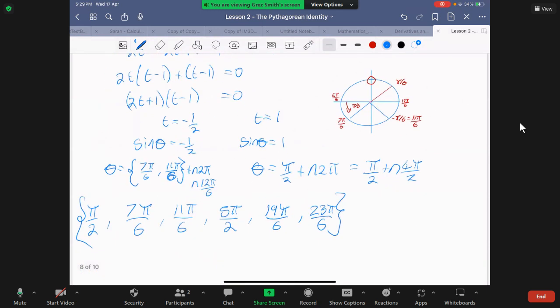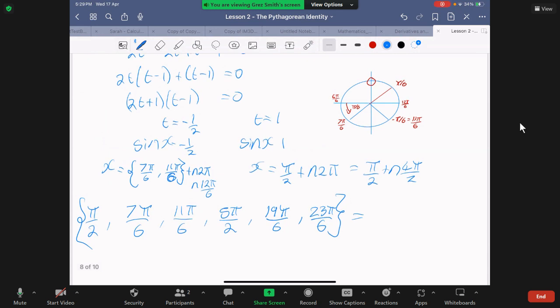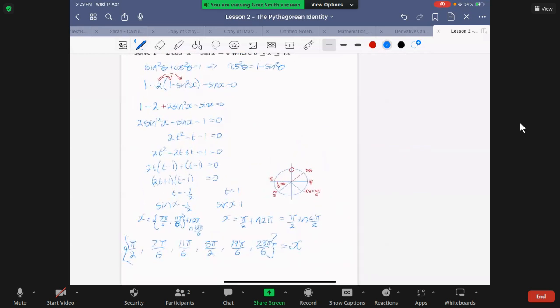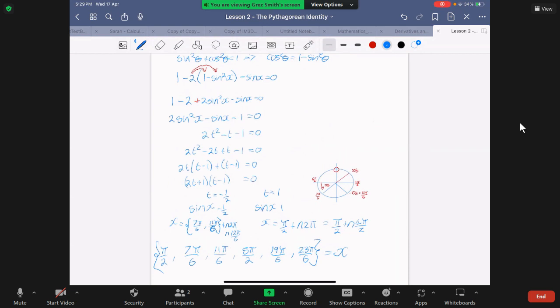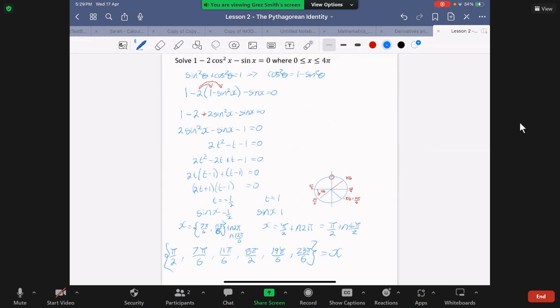Just fixing some of my math language. I switched to theta there. This is sine x, x equals this, x equals this. This is the set of values of x. Okay, if you want to take any screenshots like that.